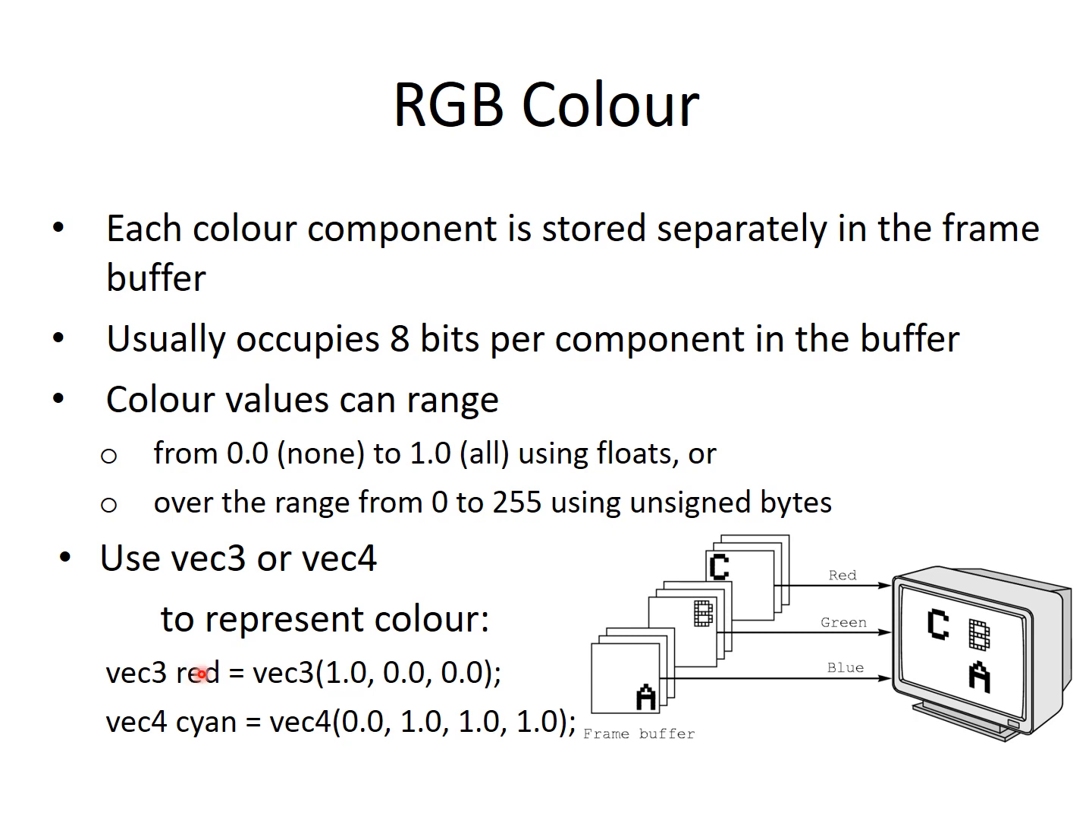For example, the red color can be represented in vector3 format as 1.0, 0.0, 0.0, which basically means that it has full red component, no blue and no green component. This will display as perfect red. Cyan in vector4 can be represented as 0, 1, 1, and 1. The last fourth component is for opacity. We will study this later.